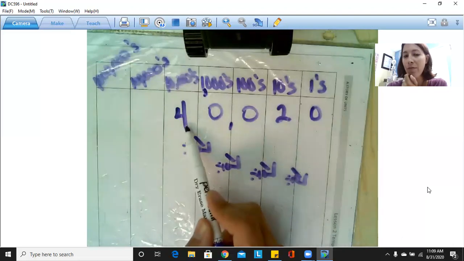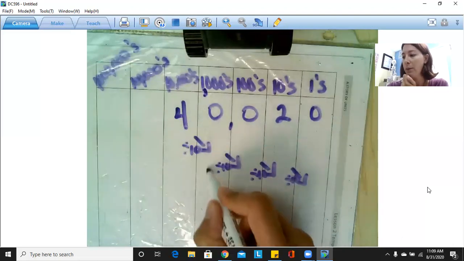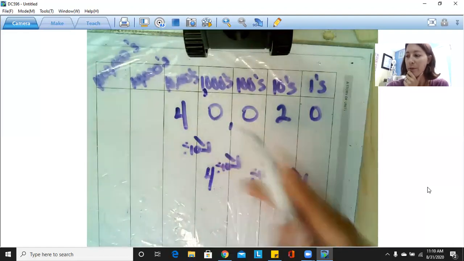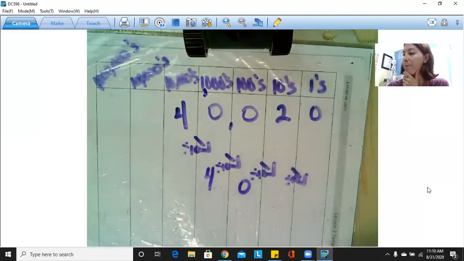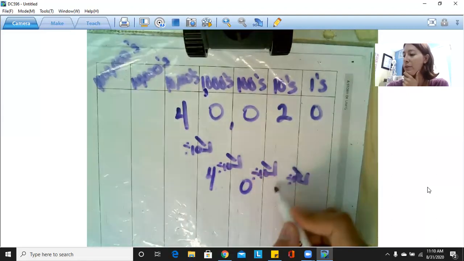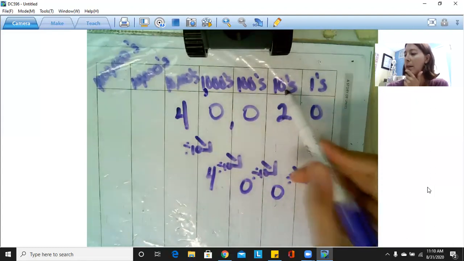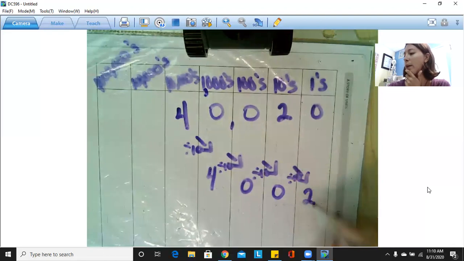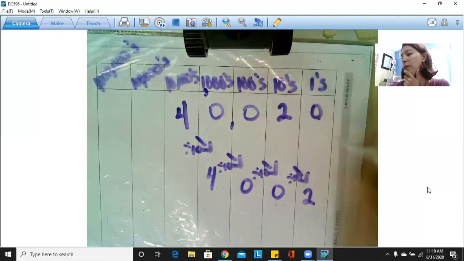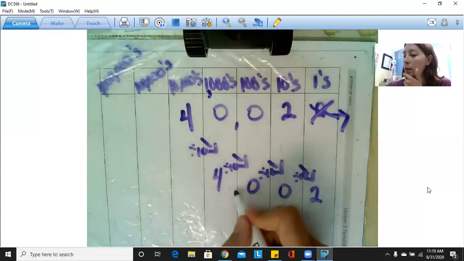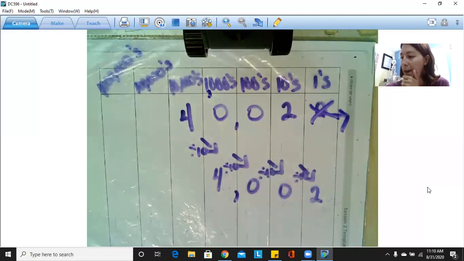So my 4 10,000s is now going to become 4,000. My 0 thousands moves to the hundreds place. My 0 hundreds moves to the tens place. And my 2 tens becomes 2 ones. And then my 0 in the ones place goes away. So 4 10,000s and 2 tens divided by 10 is 4,002.